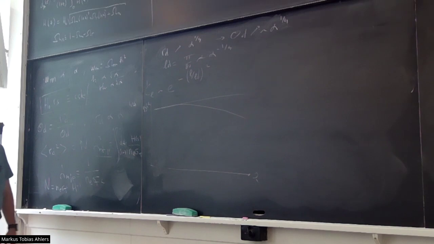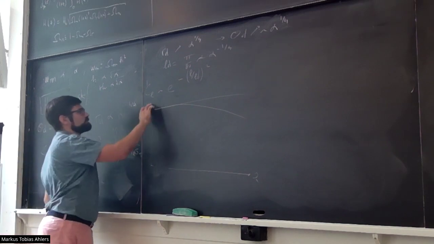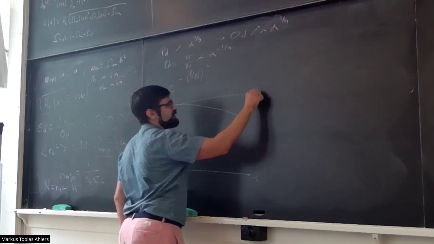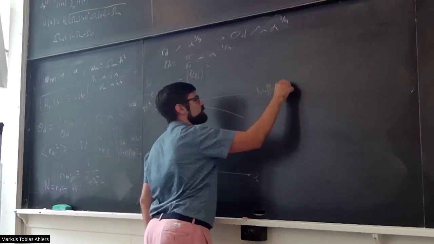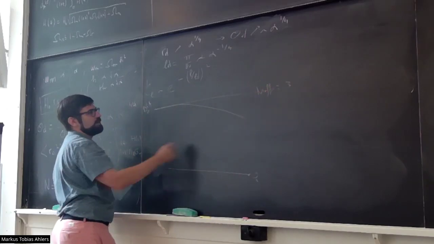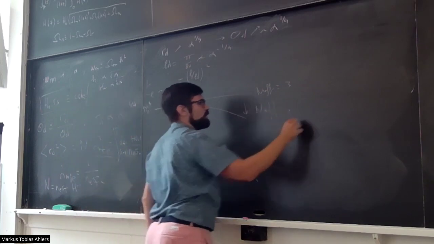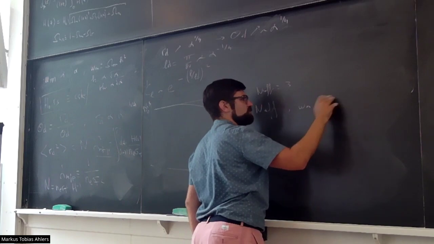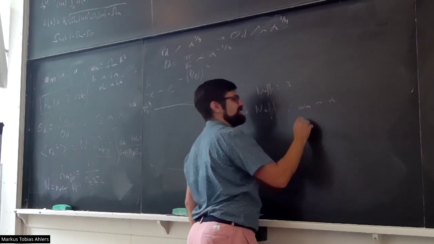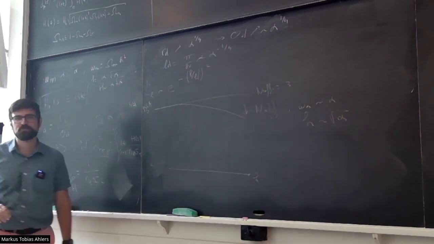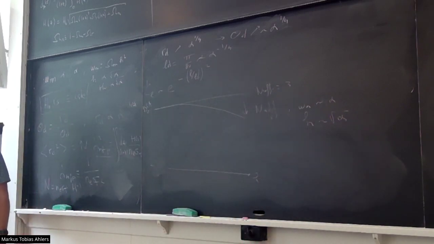Okay? So this would be for n effective equals 3. We're centered around 0. And as I increase n effective, I increase omega m, which scales like alpha, and h scales like the square root of alpha. Okay. That's the idea.